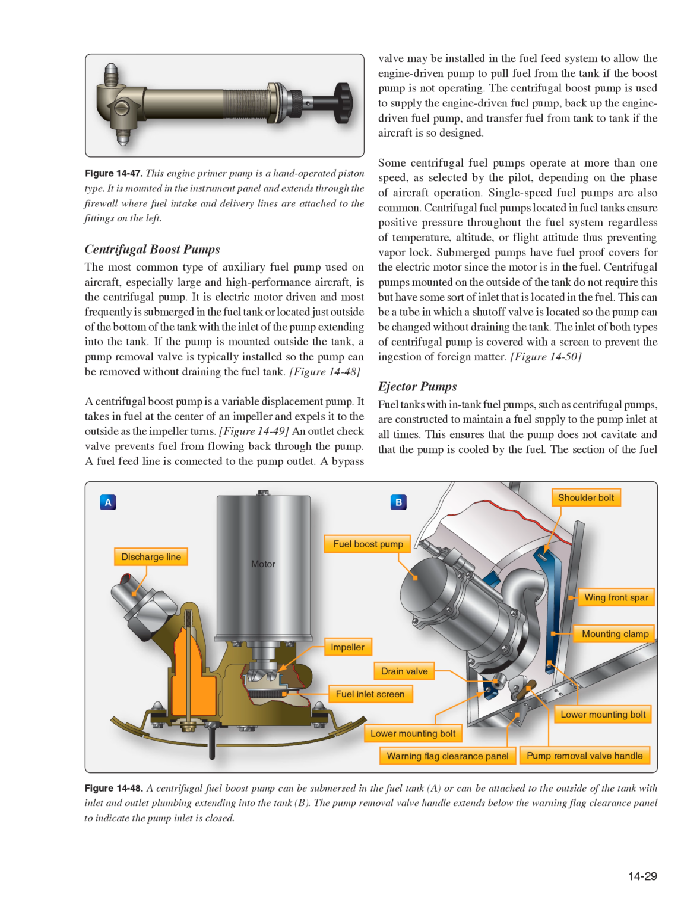Centrifugal fuel pumps located in fuel tanks ensure positive pressure throughout the fuel system regardless of temperature, altitude, or flight attitude, thus preventing vapor lock. Submerged pumps have fuel-proof covers for the electric motor since the motor is in the fuel. Centrifugal pumps mounted on the outside of the tank do not require this but have some sort of inlet that is located in the fuel.